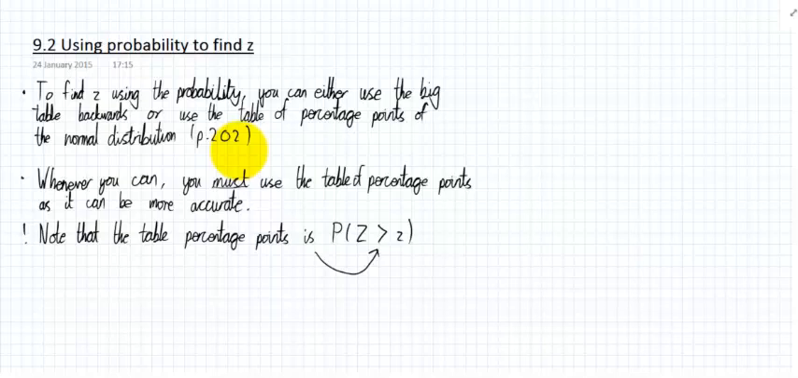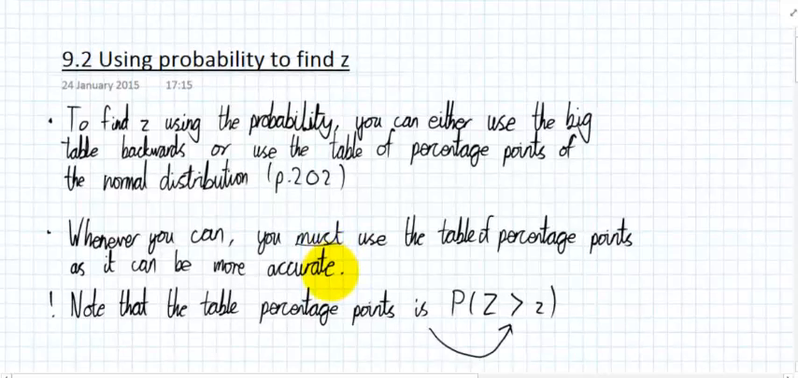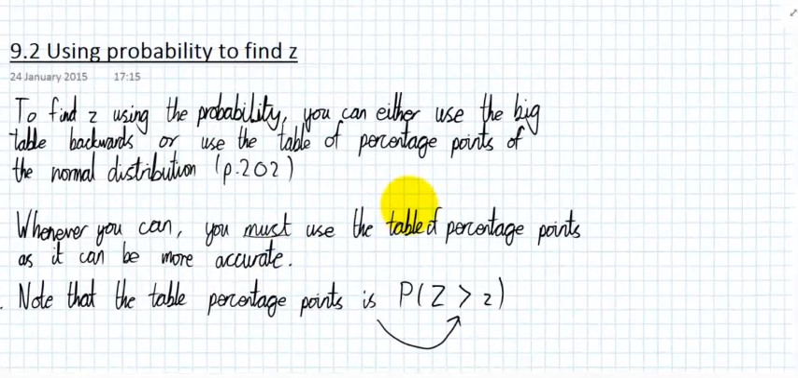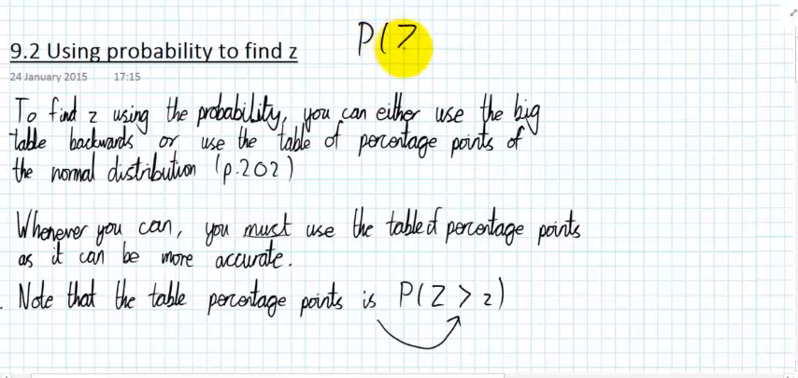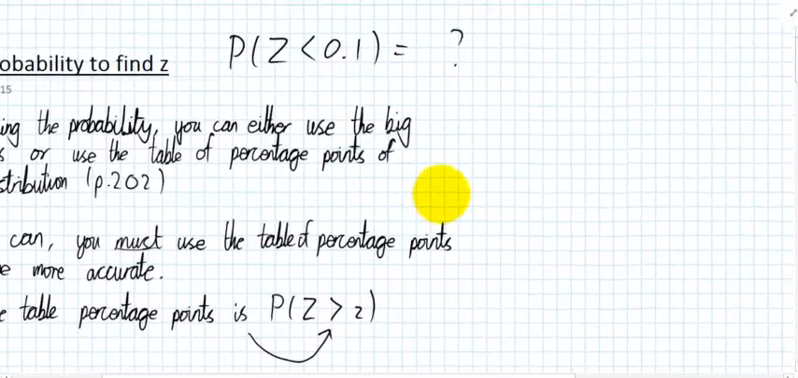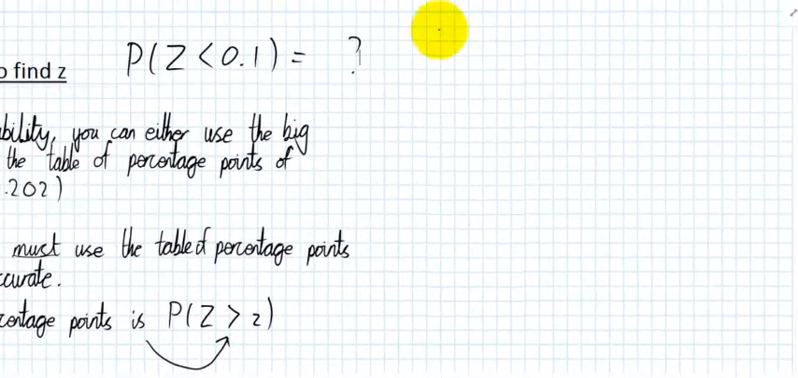This is section 9.2, and the title of this section is Using Probability to Find Z. In 9.1, we found how to find the probability by knowing Z. So an example of this question we did in 9.1 was, for example, probability of Z being less than 0.1. In this question, we will work backwards.